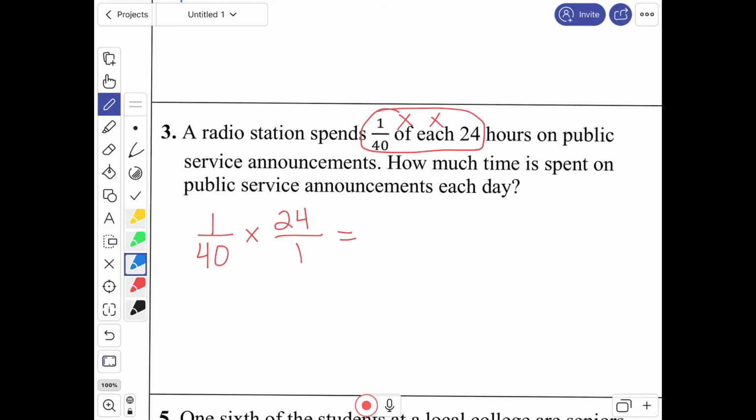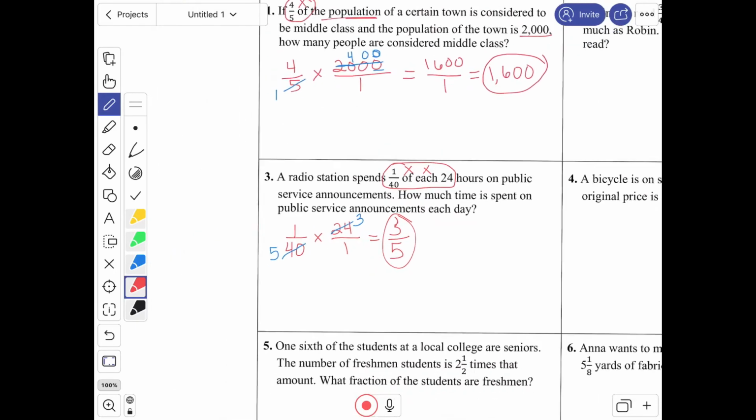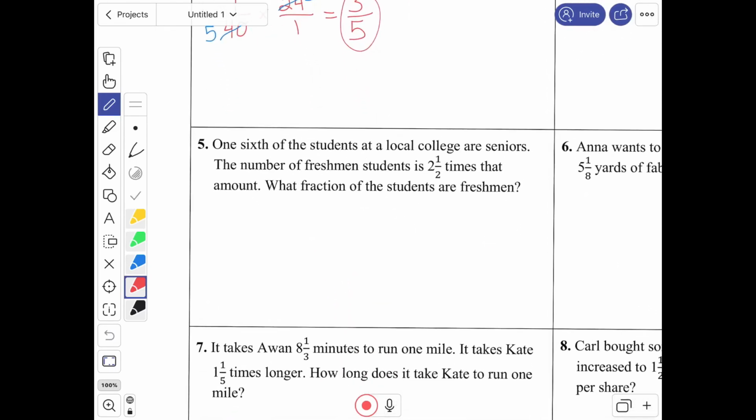And we're going to try to simplify across. We could divide by 8. 40 divided by 8 is 5. 24 divided by 8 is 3. Then we go straight across. 1 times 3 is 3. 5 times 1 is 5. 3/5. 3/5 of each day.